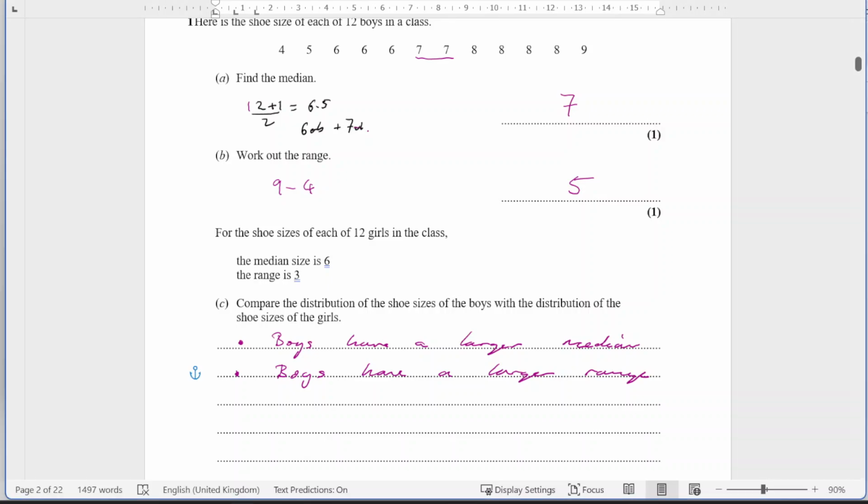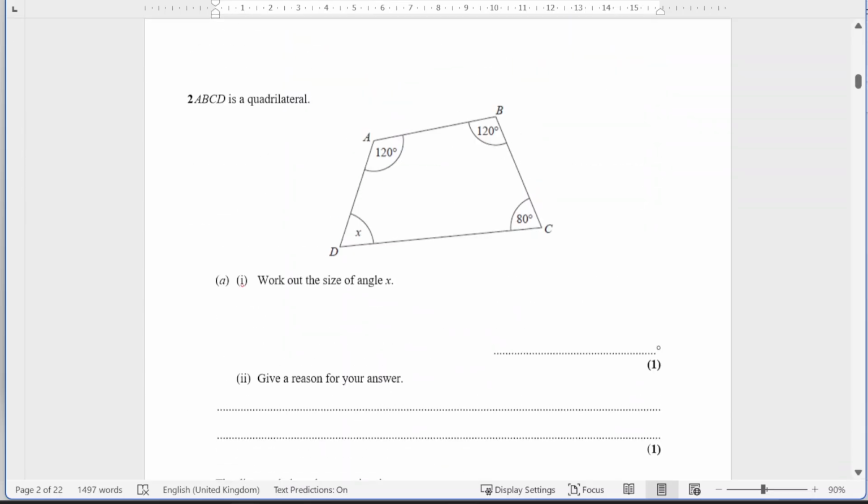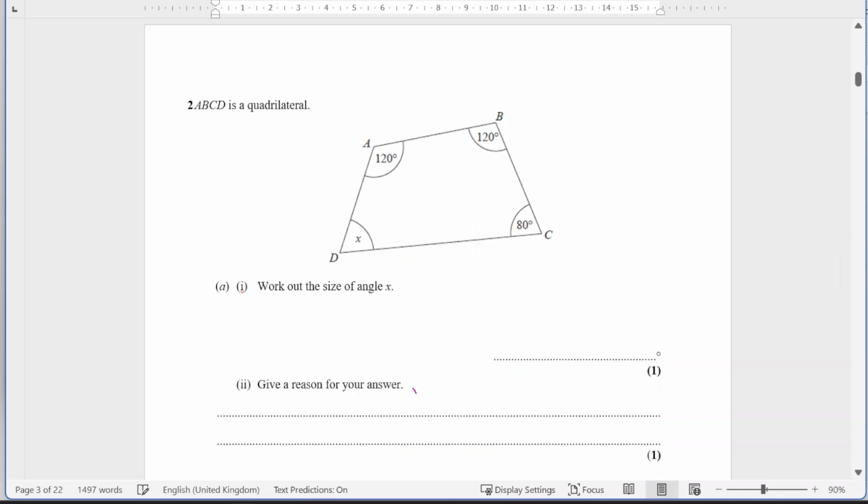Okay then, moving on to question 2. So we've got a quadrilateral, work out the size of angle X. So angles in a quadrilateral need to add up to 360. So in effect, I'm going to just say X plus 120 plus 120 plus 80 is equal to 360. I can use my calculator to do that, although that's going to be 320. So X plus 320 is going to be equal to 360, meaning that X is going to be equal to 40. Give a reason for your answer.